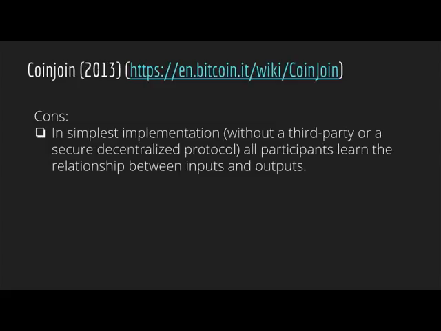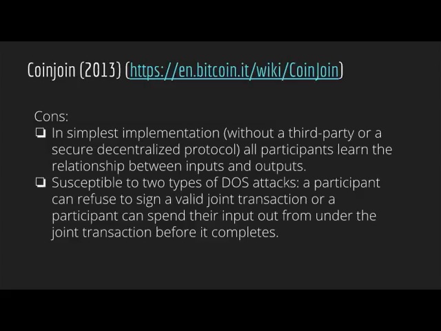The con, though, is that in the simplest implementation, only insiders, only participants of the CoinJoin protocol, will be privy to the inputs and outputs and how they relate to each other. So for the insiders, it doesn't really help with privacy, but for the outsiders, it's a pretty good method for having more obscurity. Another downside is that it is susceptible to two kinds of DOS attacks.